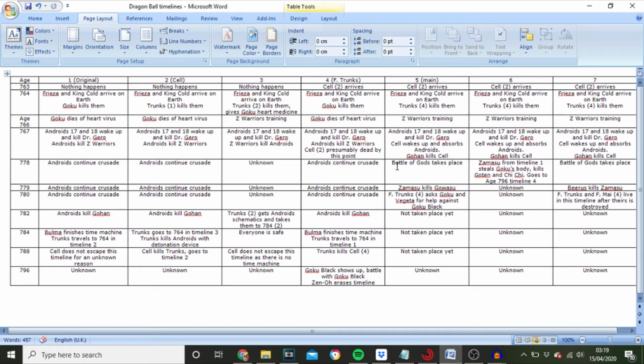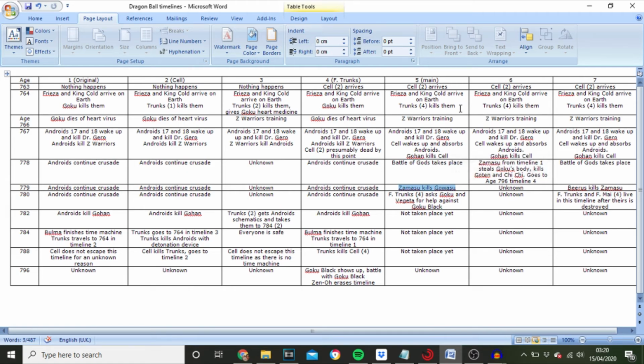Here's where it starts to split. In the main timeline, Zamasu kills Gowasu, because that has to be the catalyst that creates timeline 6. Because nothing else would create that timeline. We all know Beerus kills Zamasu. I'm going to get to that later. But I think in the main timeline, Zamasu kills Gowasu, which creates timeline 6.